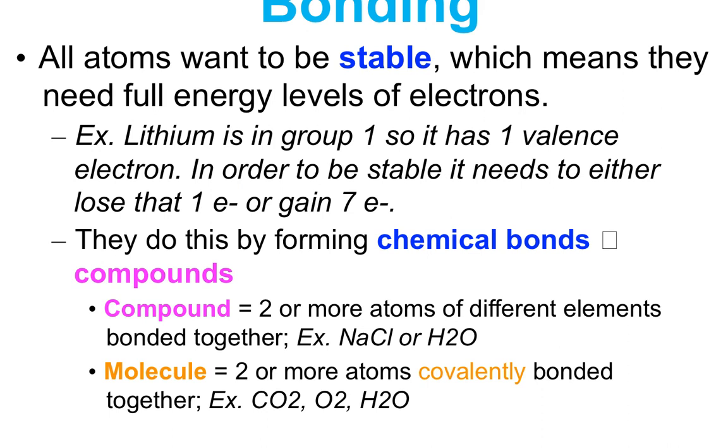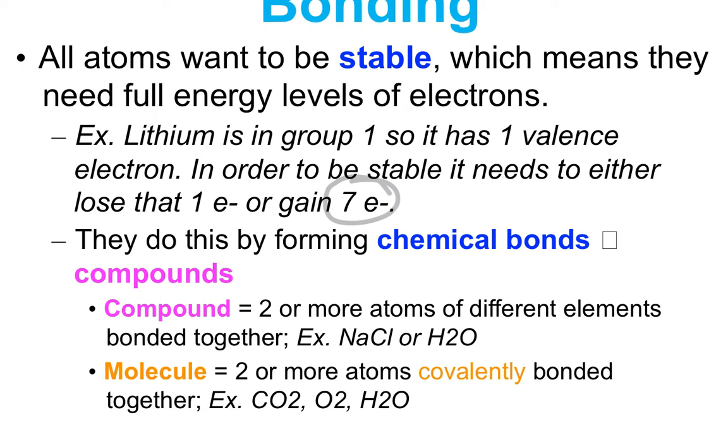Most elements are considered unstable, which means they need more electrons in that outer shell to fill their valence and to be more stable. That's why they bond with other things. For example, lithium is in group 1. It only has 1 valence electron. We call that valence electron low-hanging fruit. It's so easily picked off. So lithium is very unstable. In fact, it's a metal that has to be stored in oil because it's so explosive and unstable. In order for it to be stable, it needs to gain 7 more electrons.